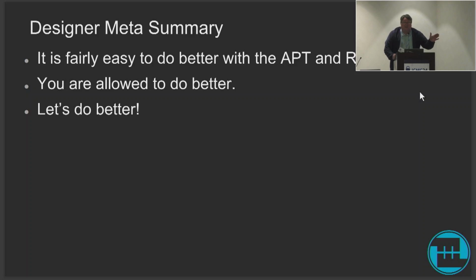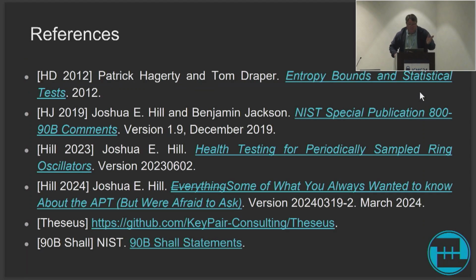Okay, quick meta summary here. It's fairly easy to do better with the APT and RCT by just choosing different cutoffs. You're allowed to do better, so let's do better. That's it. Here are the references that I referred to over the course of this.